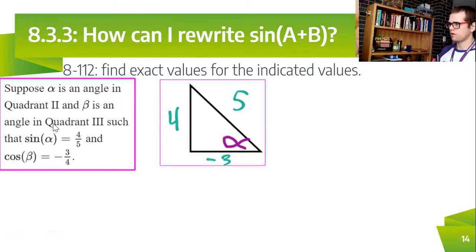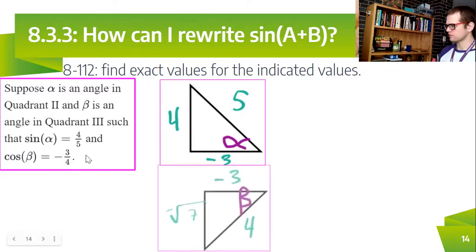And then beta's in quadrant 3. So sine and cosine are going to be negative. And I know cosine of beta is -3/4. So I get -3 for the x value and 4 for the radius. The hypotenuse is always positive. And then using the Pythagorean theorem, 16 minus 9 gives me 7. Square root of that gives me negative square root of 7. All right, I made the triangles.